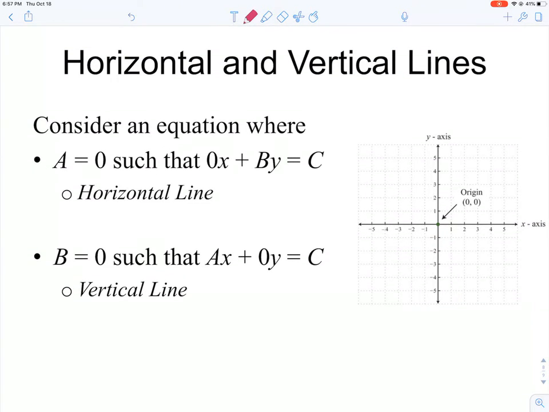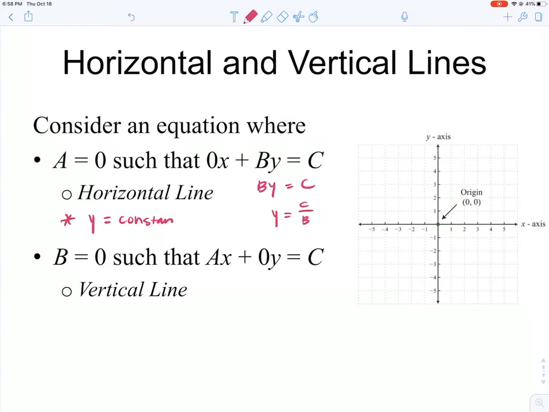So let's look at horizontal and vertical lines. Consider an equation where a is equal to 0. So it's of the form 0x plus by equals c. Well, then we would just end up with by equals c. And if you isolate y by dividing by b on each side, you would get y is equal to c over b. Do not get hung up on the c's and b's, the letters here. The equation just ends up being y equals a constant.